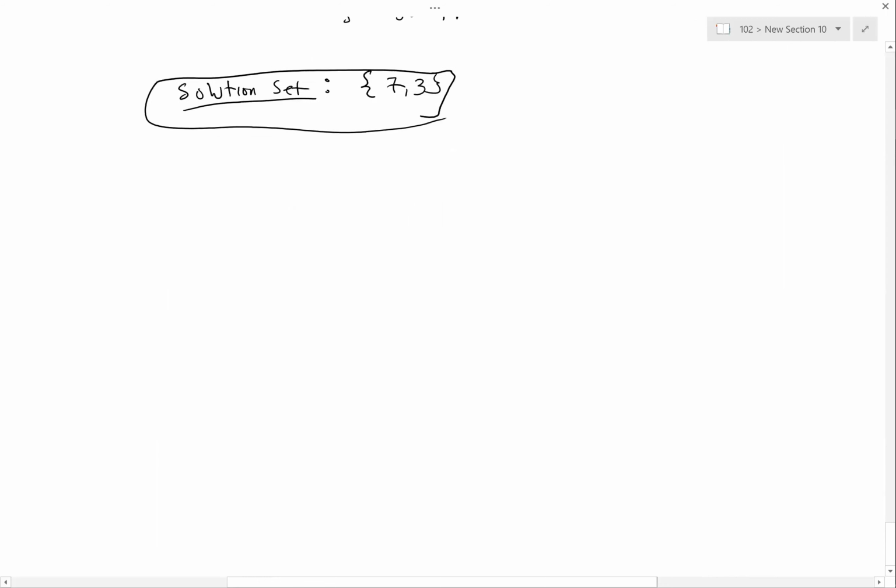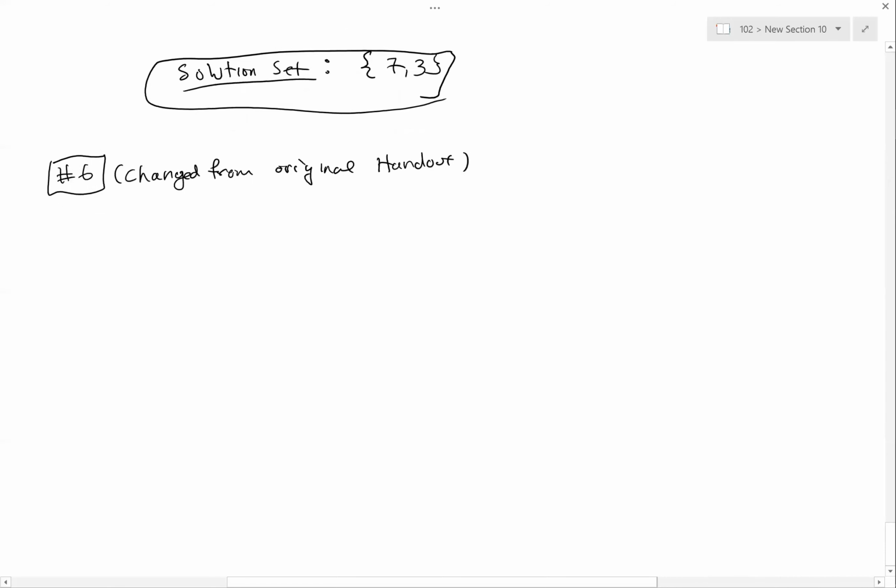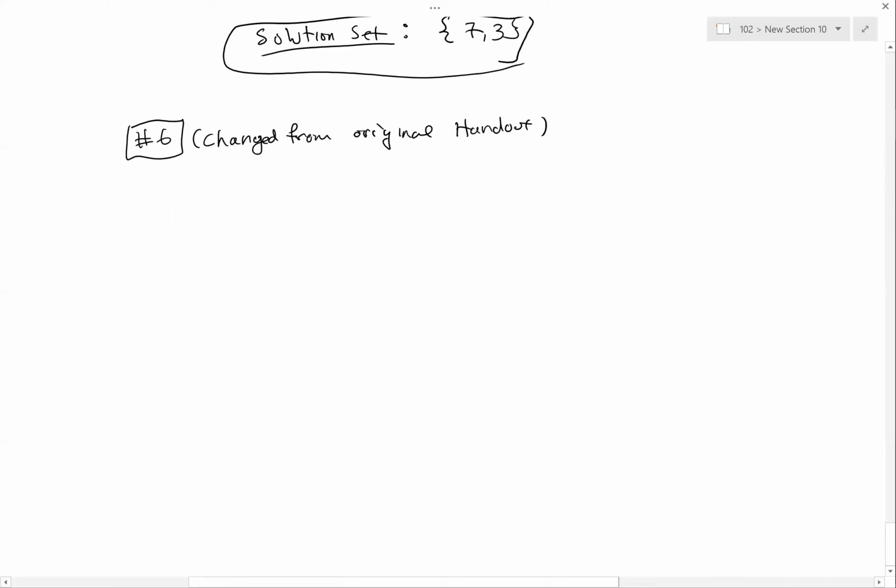Now we're just going to do the 2 remaining examples. I did modify one of the examples on the handout. This is the reason why I did not do number 6. Number 6, the modified number 6, is changed from the original handout. It's very similar. And you're going to see it's actually much simpler than the one we just did.